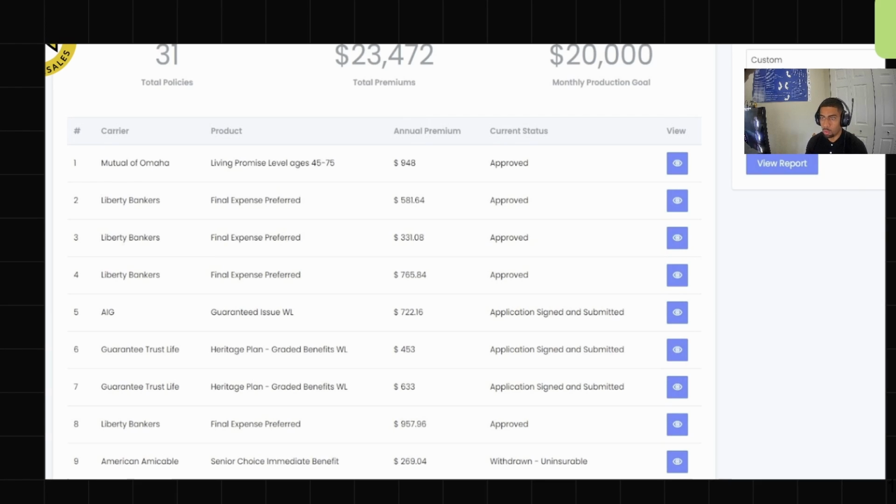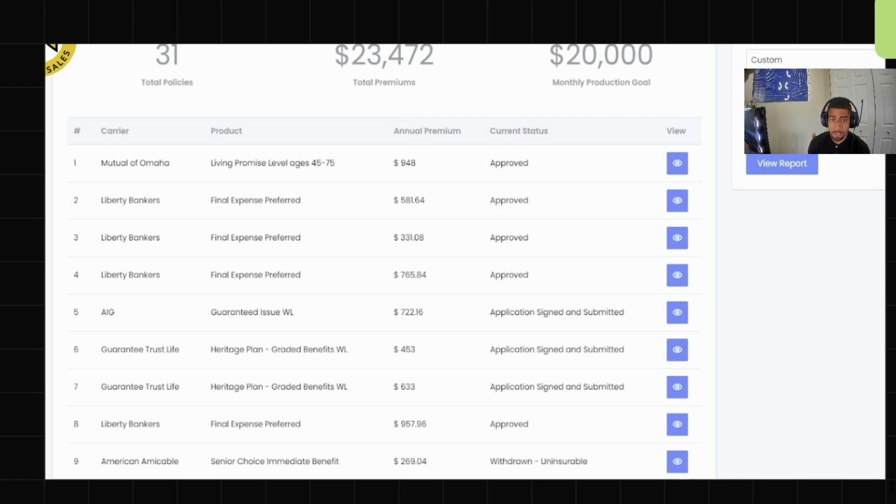So again, guys, look, this is 31 policies. This is for the month of March. 31 policies. These are the Facebook leads that I just showed you, right? Now, some things I want you guys to take into consideration here is that not the whole $23,472 doesn't necessarily go straight to your bank account. Let's just be real. That's what I'm all about. It's just being real, being completely transparent with you guys.